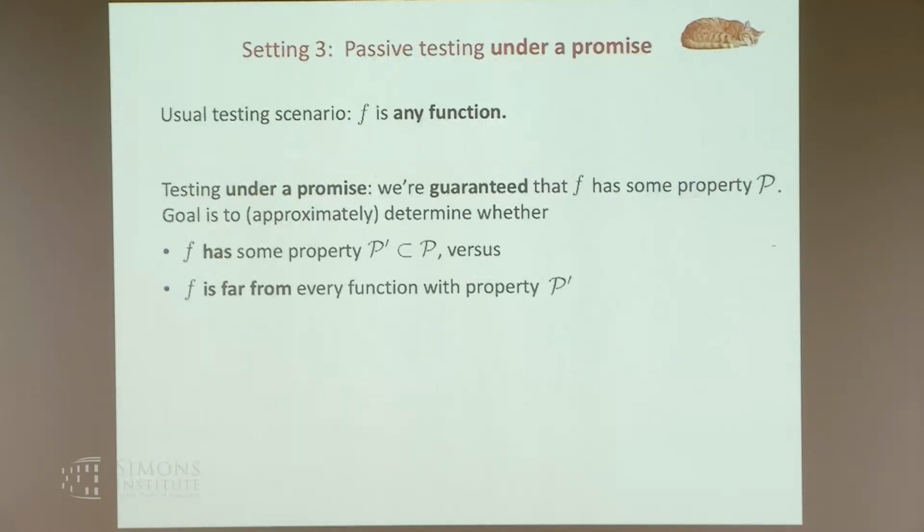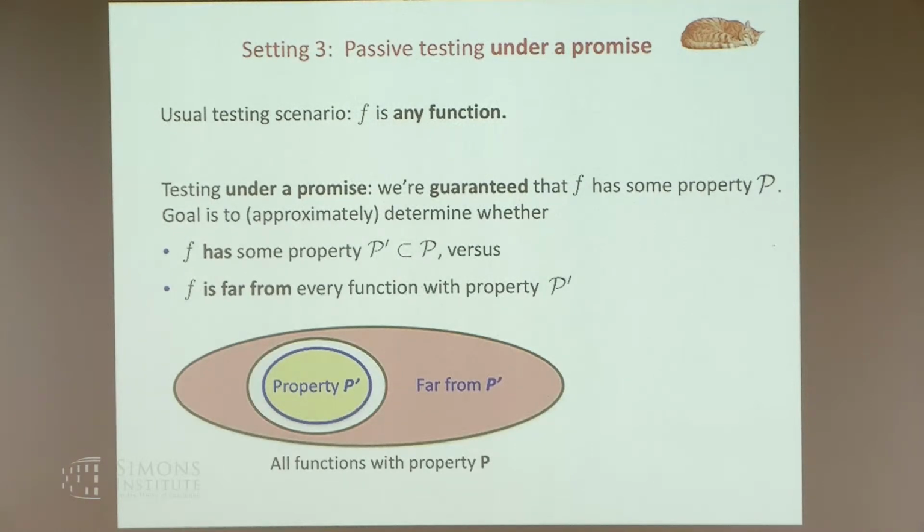Okay, so the last technical thing I'll tell you about, 2 slides, is passive testing under a promise. So, looking at promise versions of property testing. Remember, when we think about normal property testing, we say that the unknown function is any function, like any Boolean function over the domain. We're going to be thinking now about giving you a potentially strong promise that the function has some property p, and we're going to be interested in figuring out whether it has some refined property p prime or not.